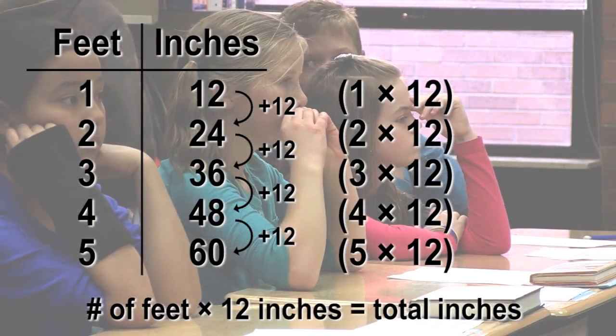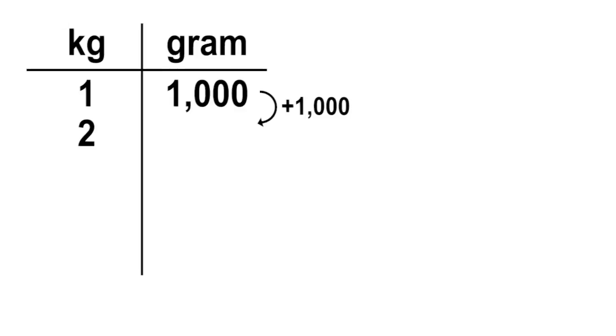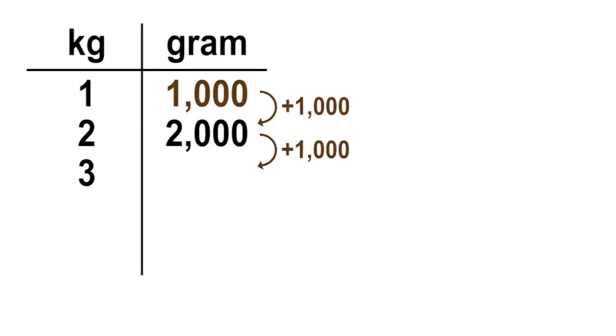Let's try the same process on a different conversion. Again, let's start with 1 unit, which is a kilogram. We already know that 1 kilogram is equal to 1,000 grams. So if we had 2 kilograms, we would add 1,000 to the original 1,000. So 1,000 plus another 1,000 is 2,000. How about 3 kilograms? Well, that is another 1,000, or 1,000 plus 1,000 plus 1,000, which is 3,000.